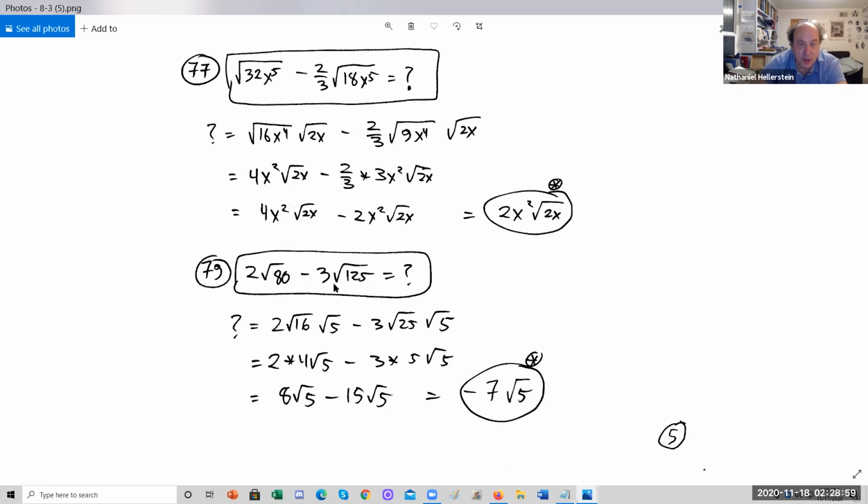So we have 2 root 80 minus 3 root 125. Okay, 2, could bring that down. Largest square factor of 80 is 16, that times the 5. Largest square factor of 125 is 25, that times 5. 2 times 4 minus 3 times 5. 8 root 5 minus 15 root 5. Root 5 is common.